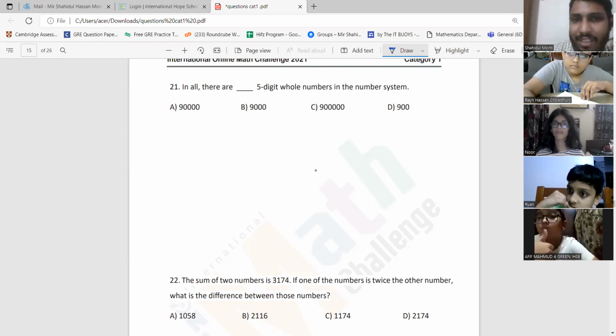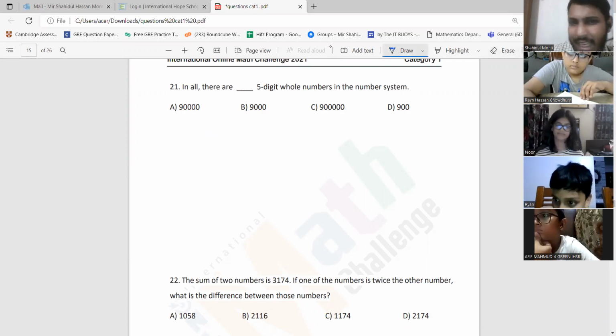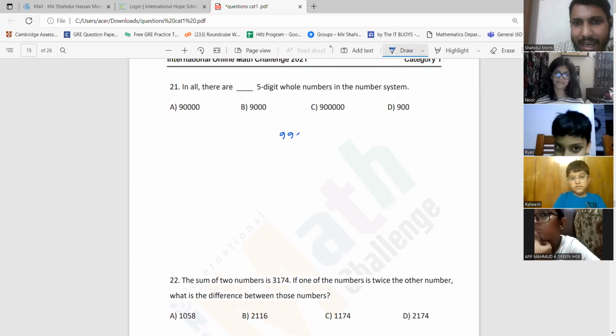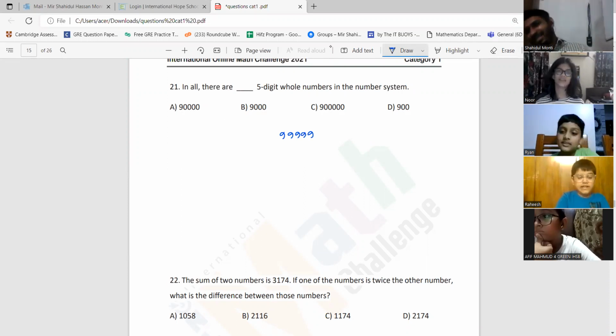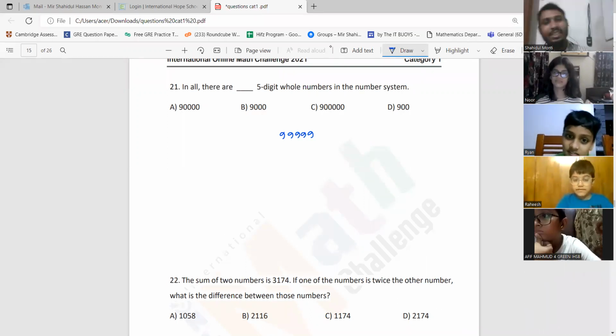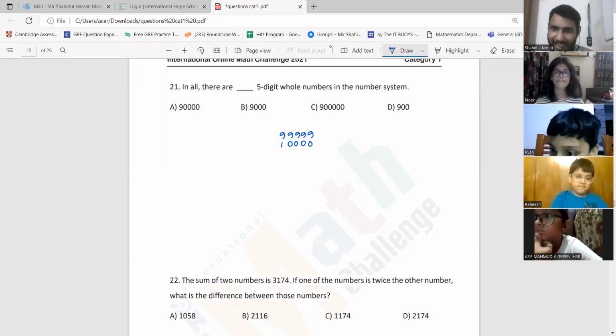What is the lowest 5-digit number? It's 10,000. What is the highest 5-digit whole number? 99,999. And what is the lowest 5-digit whole number? 10,000. So how many numbers are there in between? 8,000? Yeah, give me the answer.